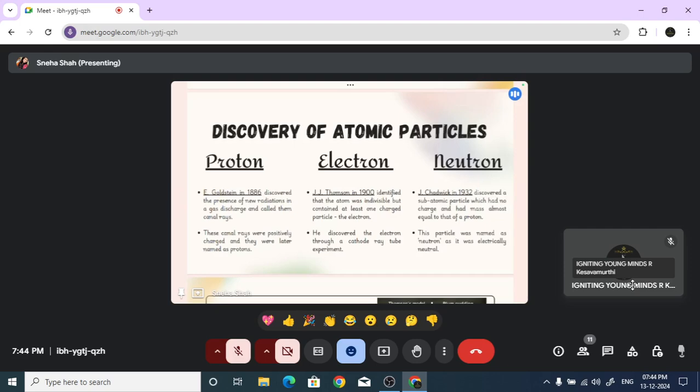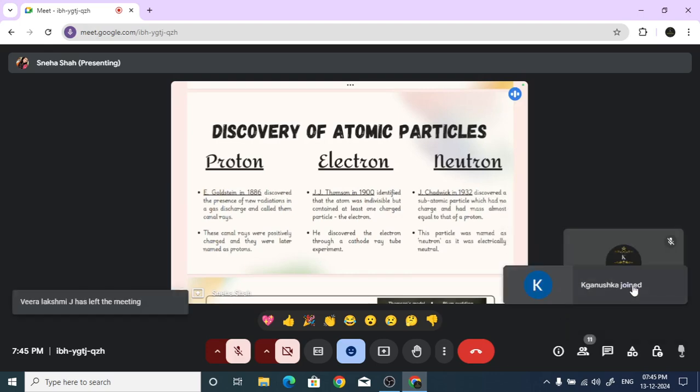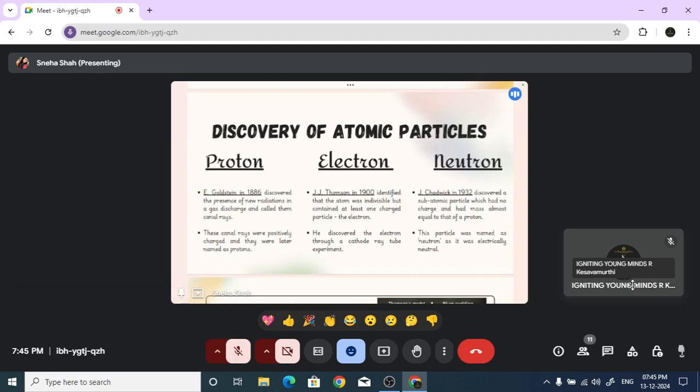Here he discovered that there is a radiation from a gas discharge, and he discovered that these radiations were positively charged. He came up with that conclusion by using the concepts of static electricity. He called these radiations canal rays. But later on, after the discovery of electrons, these positively charged particles were called protons.